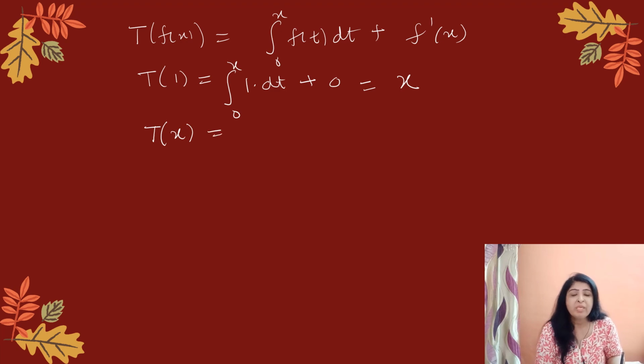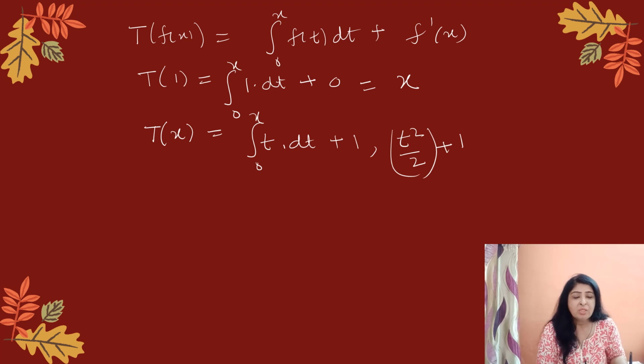Whatever bases are there for P2, those will be considered as f(x). So again, T of x is integration 0 to x of t dt plus 1. The integral of t dt is t square by 2, plus 1, between the limits 0 to x. So this is equal to x square by 2 plus 1.